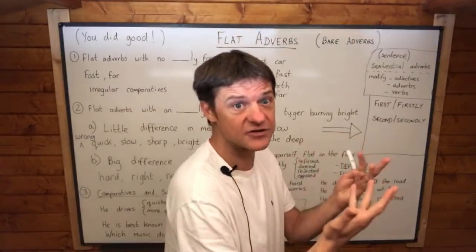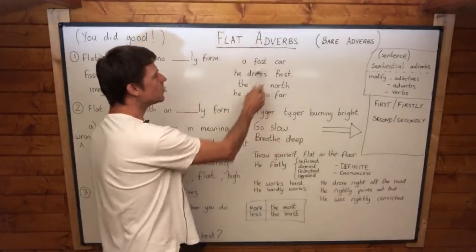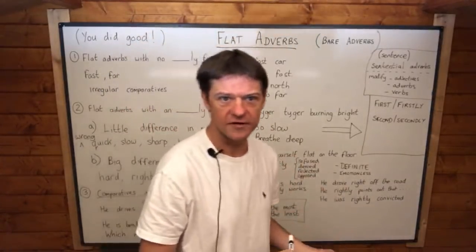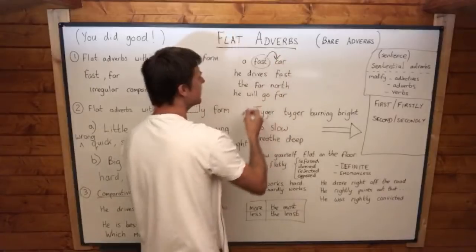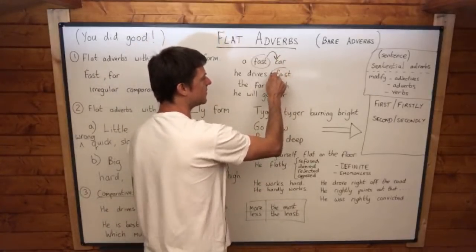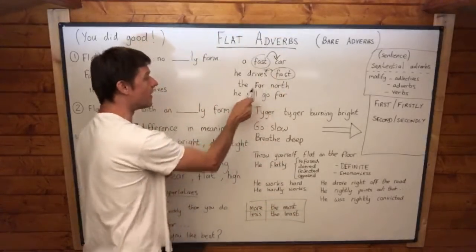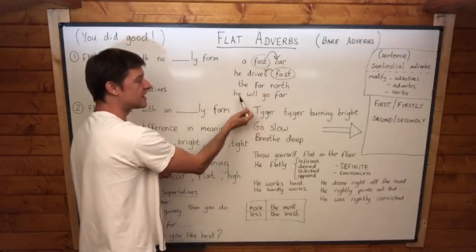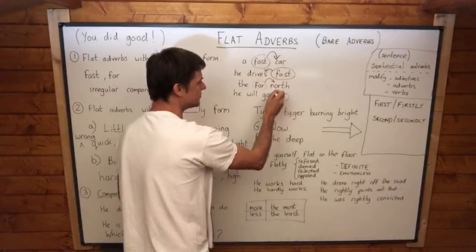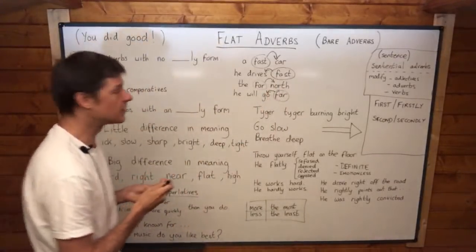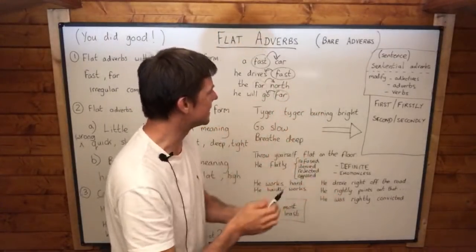In other words, we have a lot of adjectives that can also function as an adverb in exactly the same form. So you have a word like fast, and fast can be an adjective or an adverb, right? You can say a fast car, where fast is an adjective describing car. Or you can say he drives fast, where fast is an adverb describing the verb drives. Same for far. You can say the far north, or you can say he will go far. Here far is describing the noun north, and here far is describing the verb go. That shows you that you have these words with the same form as adjectives and adverbs.